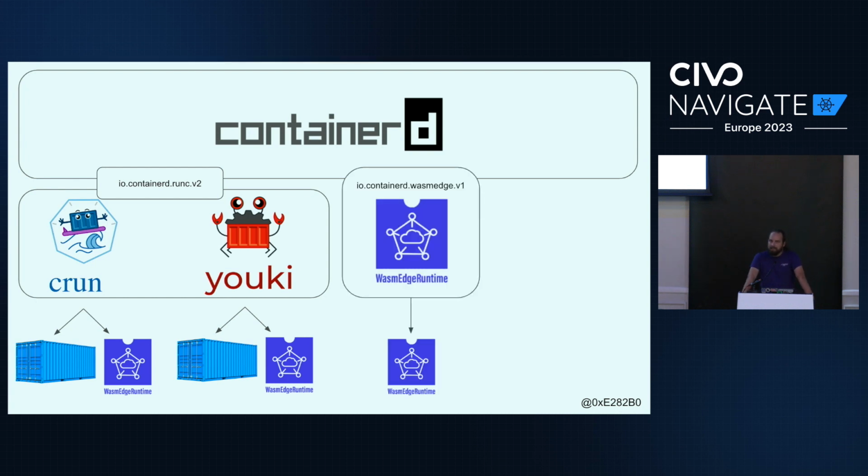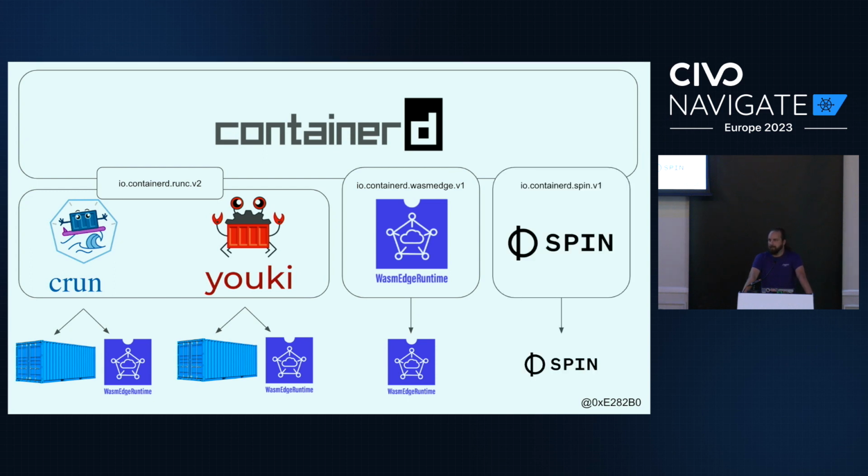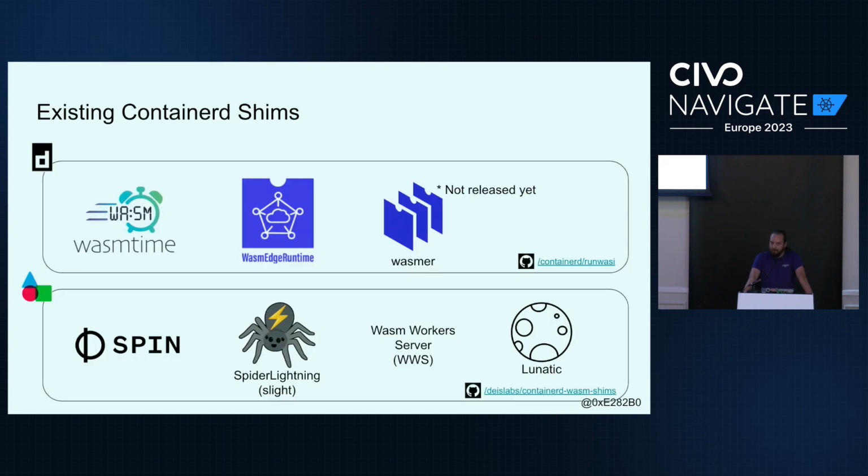Another option is to build a so-called Containerd shim, which is not a shim that calls an OCI runtime, but has a WebAssembly runtime baked into the shim directly. In this case, it's the WasmEdge runtime. But you can also do the same with the Spin runtime from Fermyon. And there are a lot of other runtimes.